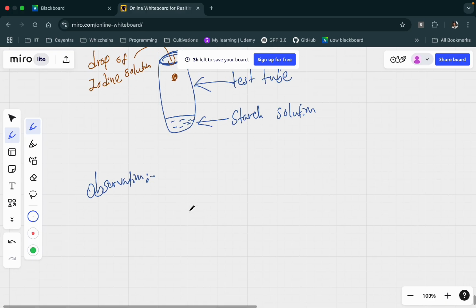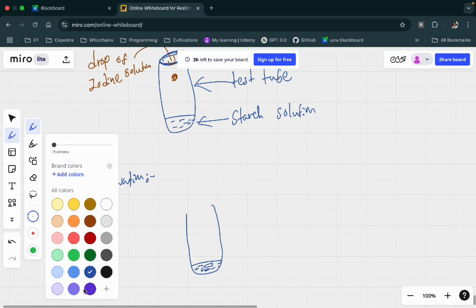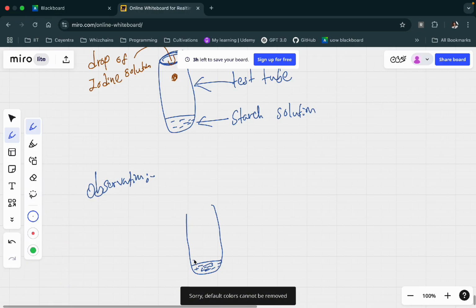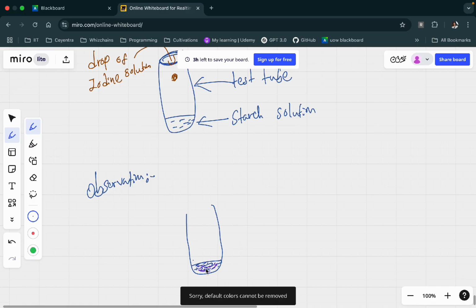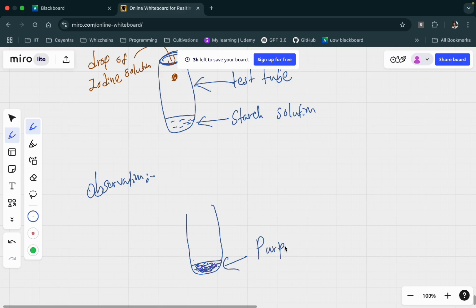What can you observe? Now we have our starch solution, to which we have already added a drop of iodine. Then what can you observe? You can observe that this solution has turned into a purplish blue color. What's the color? Purplish blue.